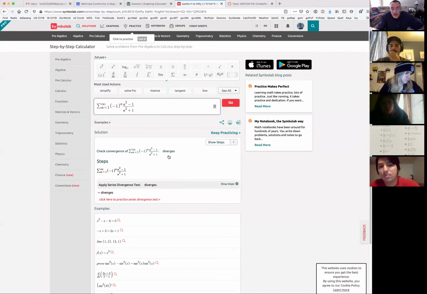And it's going to say it diverges. And so for the free version, it's going to tell you it diverges. But for you to see the steps, it's going to even tell you, apply the divergence test. What is the divergence test? Do you remember? The terms have to be going to 0. Well, where are these terms going?